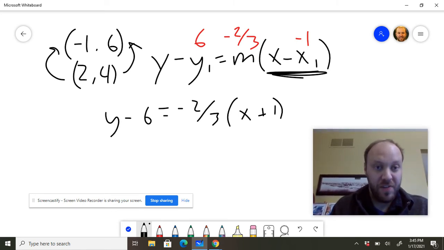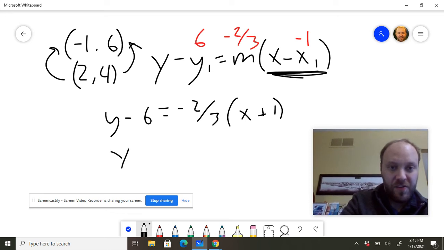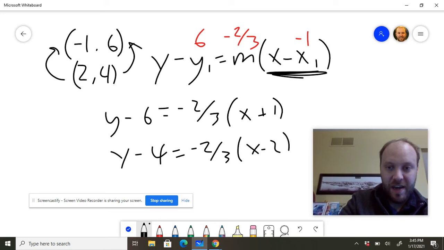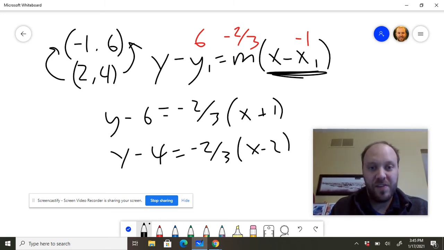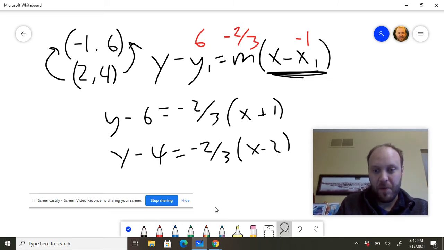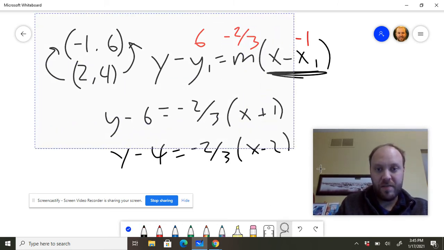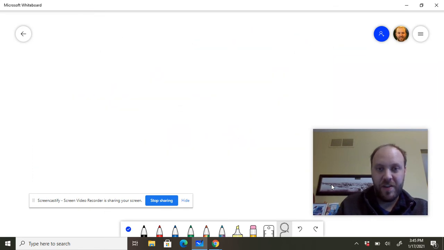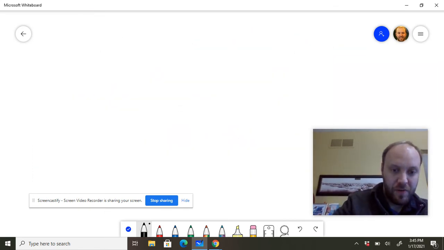Okay, now you could have used the other point. So you could have also gotten y minus 4 is equal to negative 2/3 times the quantity x minus 2. Those are the same thing. Okay, either one is fine. You can also put it in slope-intercept form, but you don't have to. Okay, moving along. So that's kind of your standard point slope form, and that should look real familiar from Algebra 1.